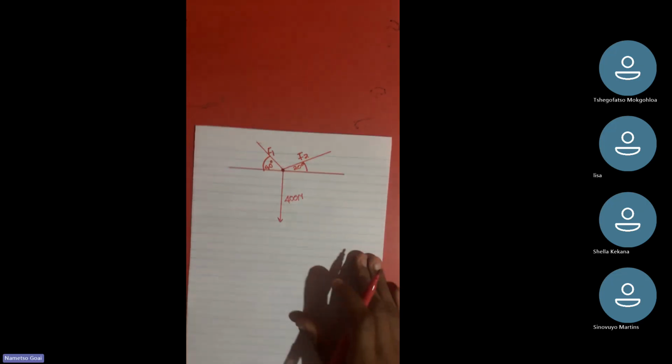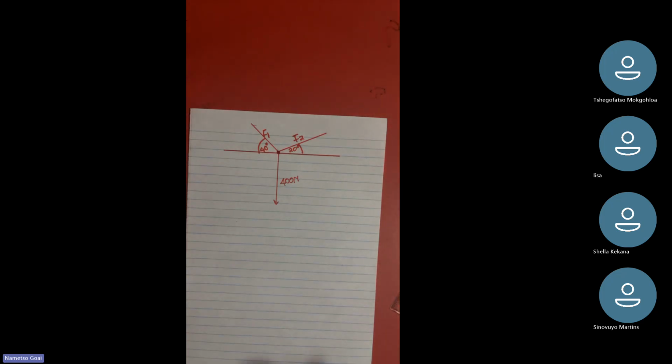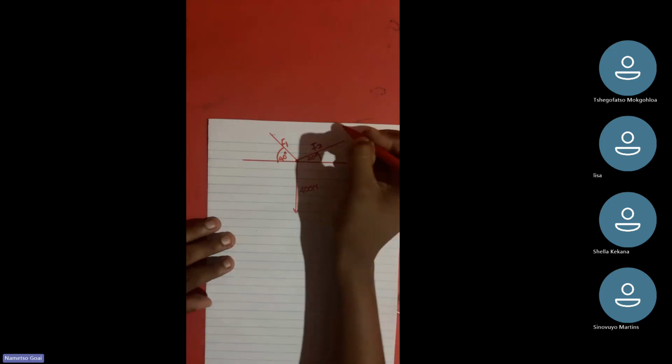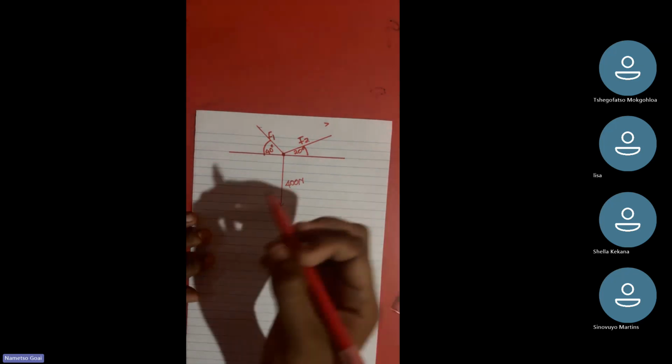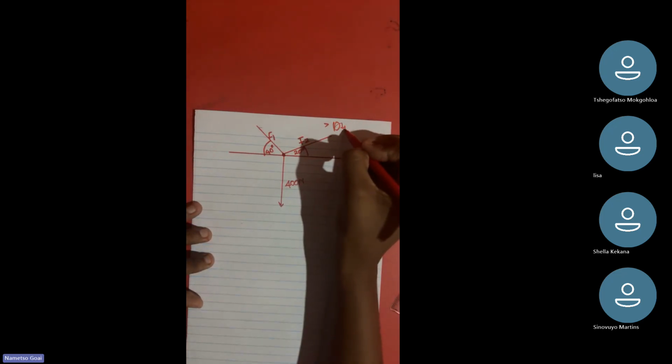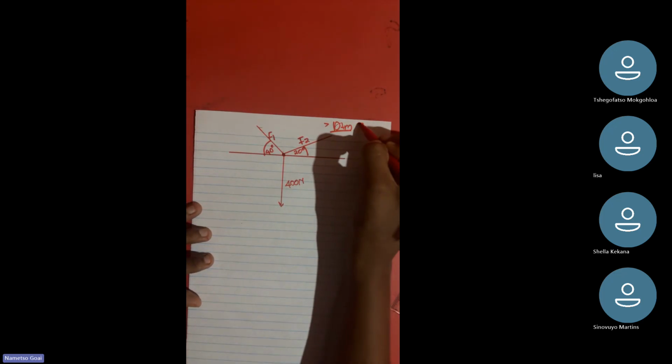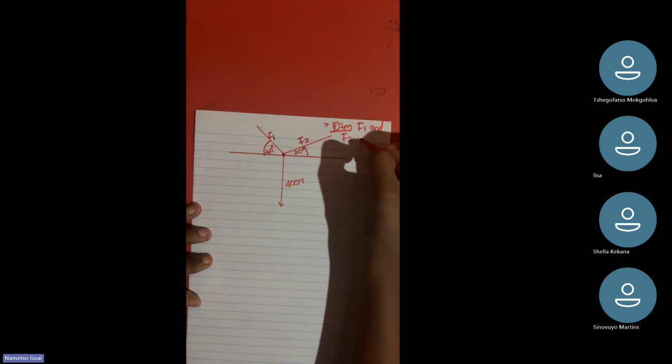Okay, now let's look at this one and see how it differs from the ones that we've been doing, right? The ones that we've been doing, we've been given the forces. We knew what the forces were. All that we had to do was use either head to tail or tail to tail to try and find the resultant force, right? But this one is telling us to DTM. This is just determine, right? Determine F1 and F2 using trigonometry.